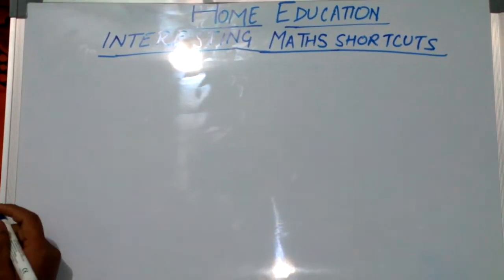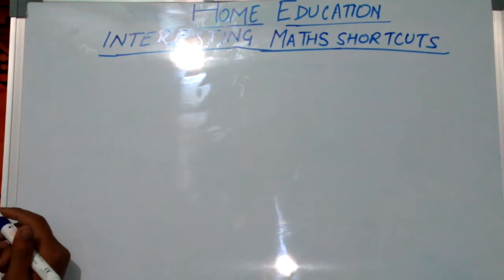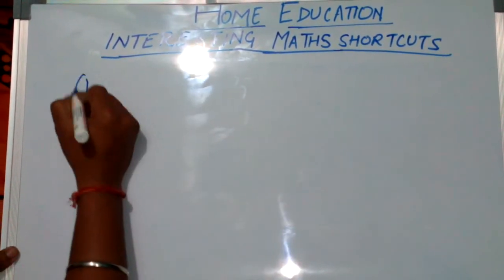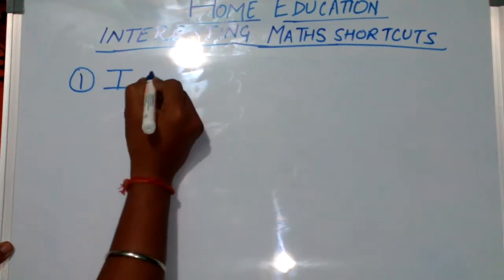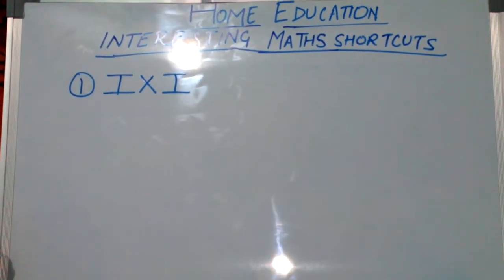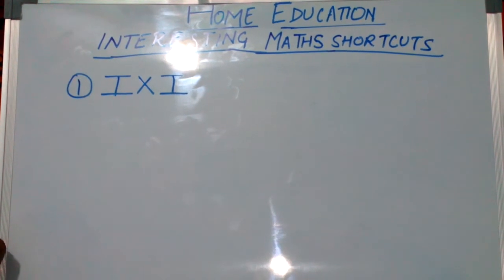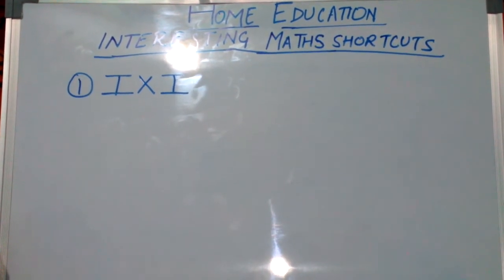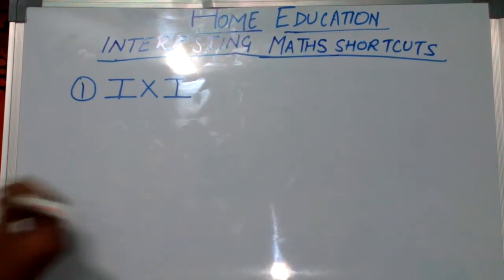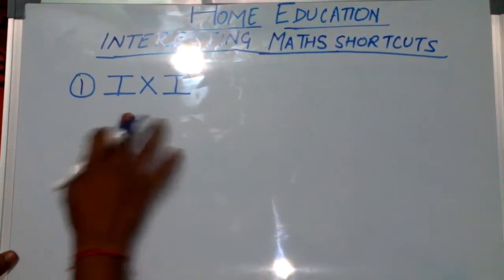Today our topic is interesting mathematics shortcuts. Moving on to our first shortcut, IXI. It is mainly for multiplication of 2-digit, 3-digit, 4-digit or 5-digit numbers. You can do multiplication of any digit number with this and get the solution in very few seconds.